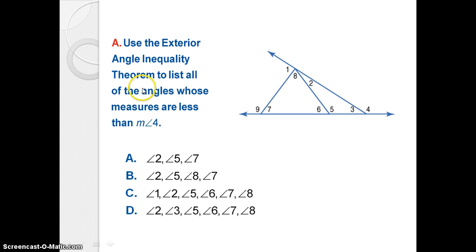Use the exterior angle inequality theorem to list all the angles whose measures are less than the measure of angle 4. So the measure of angle 4 is going to be an exterior angle. That means it's going to be bigger than all of the remote interior angles. So, for example, 2 and 5 are remote interior angles, as well as 7 and 8 right here. Remember, these are going to be the angles inside of a triangle that are opposite of the exterior angle. So our answer would be 2, 5, 8, and 7.